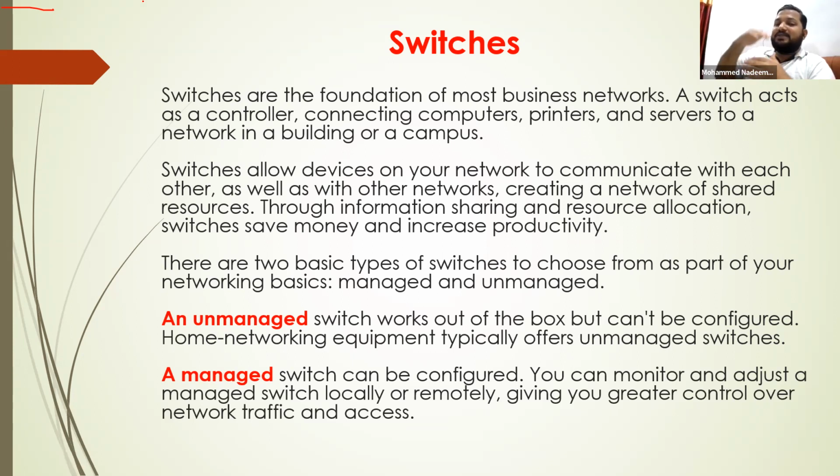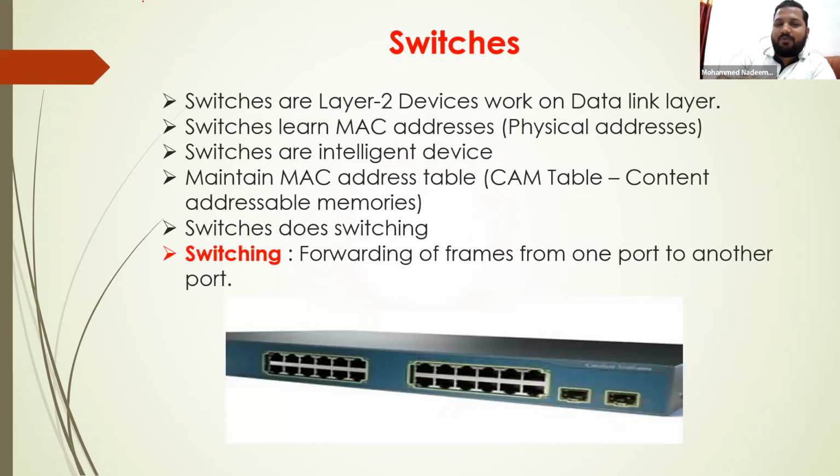Now we are going to the second layer, that is called layer 2, the data link layer, where switches come into the picture. Switches connect to each other. They are used to build the LAN, right? There are two types of switches: unmanageable switch and manageable switch. So what is the difference? We'll see tomorrow.